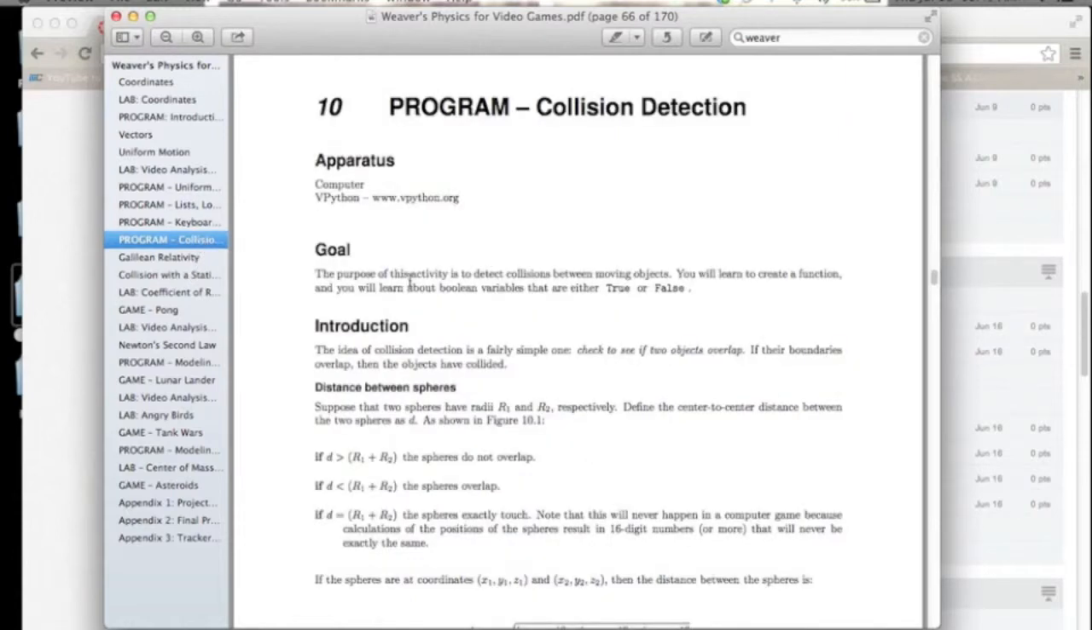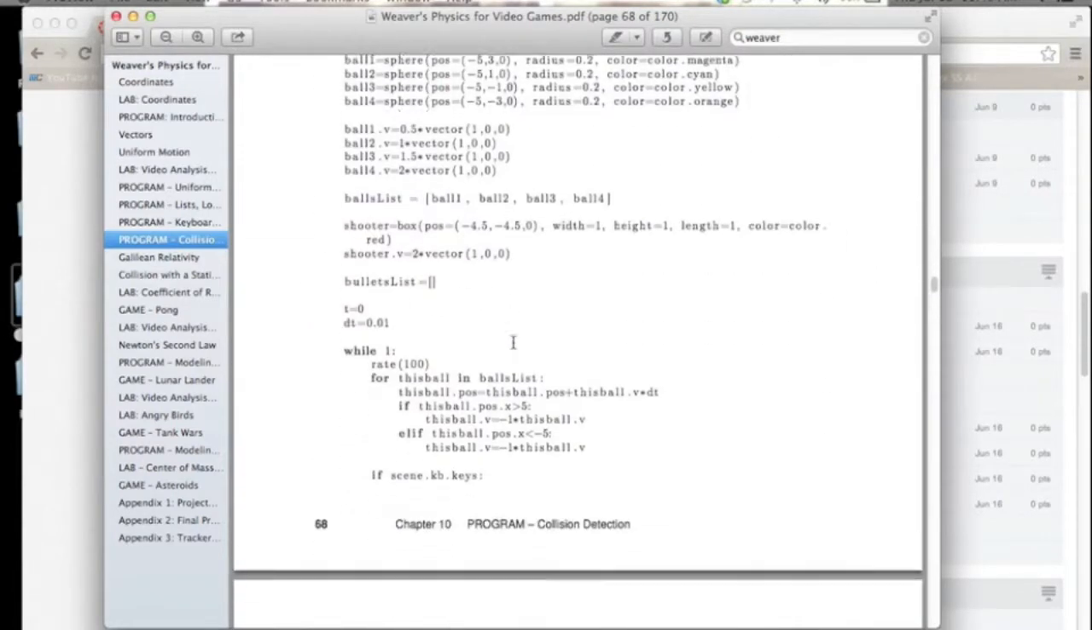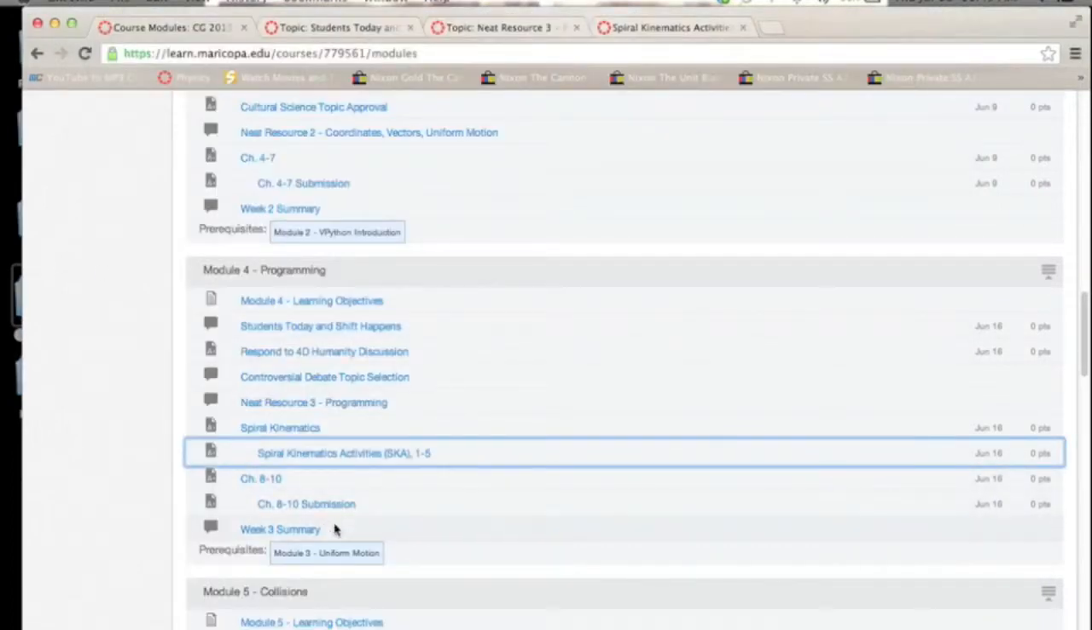Then chapter 10 was about programming collision detection. When a collision occurred in the program, it would list it, and this is what we learned. By the end of the week, we also had to do a week 3 summary describing what we did.